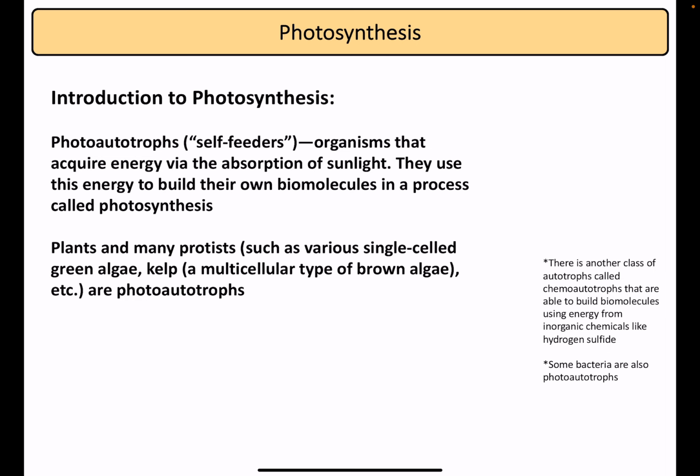Examples of organisms that are photoautotrophs include all plants and also many protists, including single-celled algae. There's all different types of algae. There's green algae, brown algae, red algae. And that also includes seaweed, also known as kelp. So those are the major photoautotrophs. It's worth noting that some bacteria also have the ability to undergo photosynthesis, but we're primarily going to focus on plants.